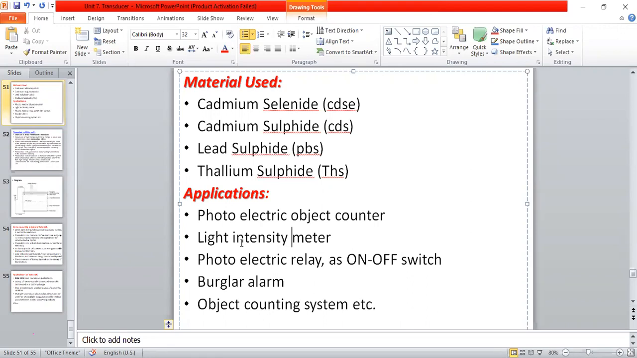We can use it in a burglar alarm system. We can use it in an object counting system. So these are the applications of light dependent resistors, which we call photoconductive devices. If you have any doubts depending on this LDR, you can ask.